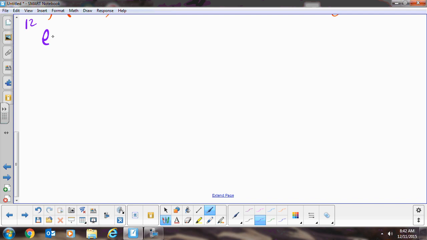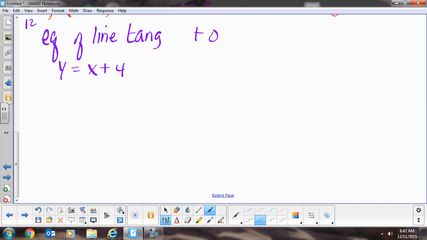What we've got is the equation of a line tangent. Now, the equation they already gave us is y equals x plus 4. And it's tangent to the curve y equals kx plus 8 over k plus x. So they want to know the value of k.